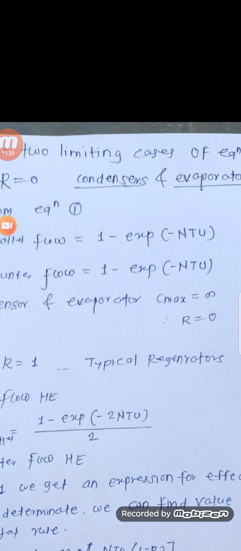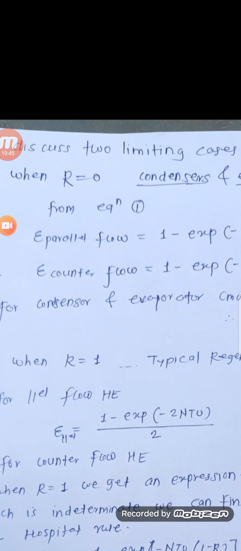So what is the value of effectiveness of the parallel flow heat exchanger? That is 1 minus exponential of in bracket minus NTU. And what is the value of effectiveness of the counter flow heat exchanger? We put R equal to 0 in equation 2, and we get the value of effectiveness of the counter flow heat exchanger when R is equal to 0.